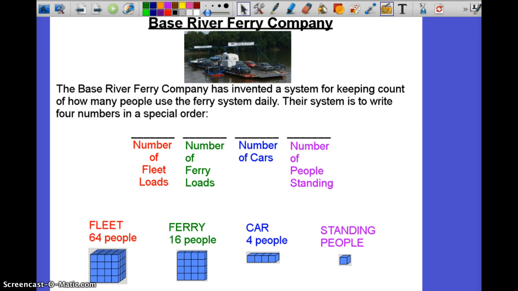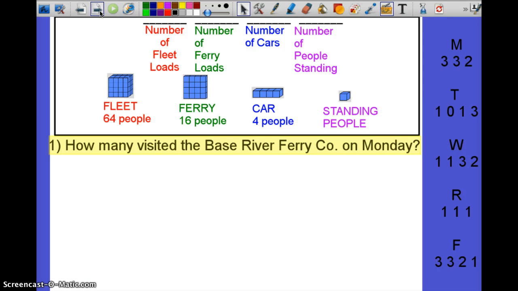So just a quick review: the company groups by 4. There can be standing people. At the 4th standing person, they're grouped into a car. At the 4th car, they're grouped into a ferry. At the 4th ferry, they're grouped into a fleet. And the company uses a positional place value system to indicate how many of each grouping they have during the course of a day. So the kids are asked to solve questions based upon that system.